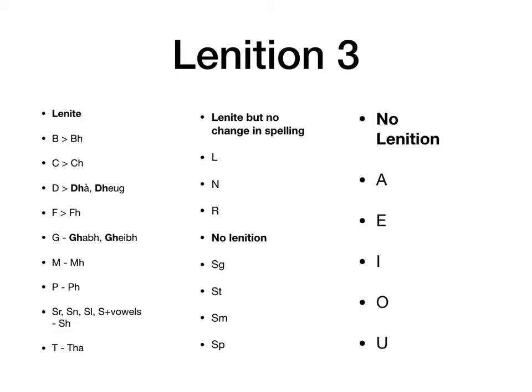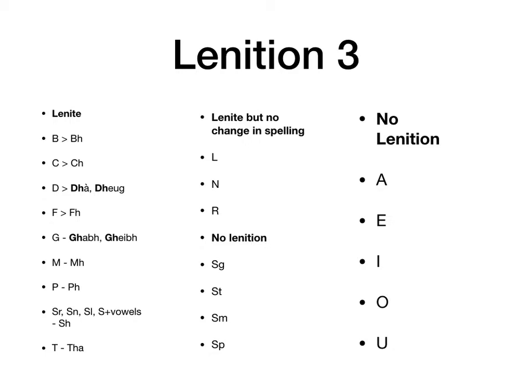And here's a slide really just showing you which ones lenite. And we'll go through some of the sounds that occur. B becomes V. C becomes ch. D or dh can become gh or yugh, if you remember that sound, broad and slender vowels. F becomes completely silent, it just becomes h. G can become gh, or with the slender vowels, y. M becomes v, p becomes f.